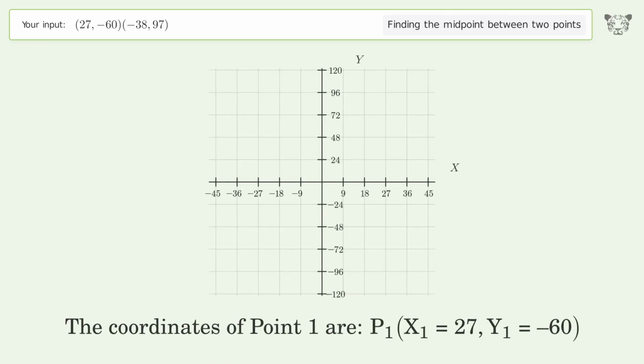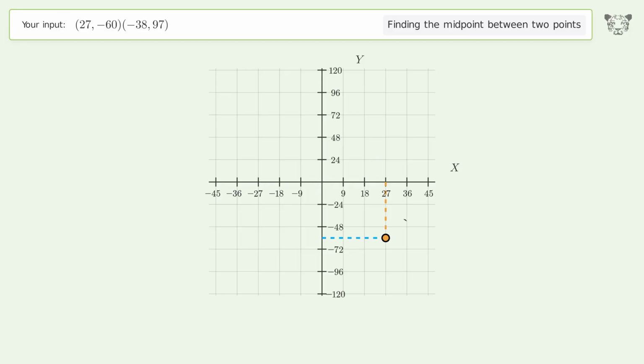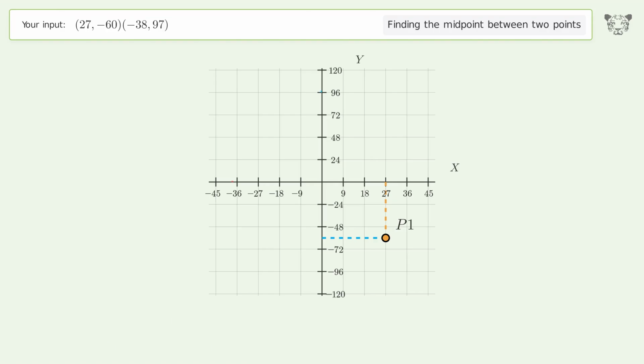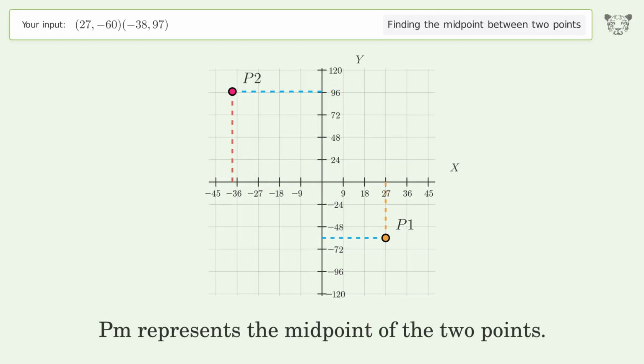The coordinates of point 1 are x1 equals 27, y1 equals negative 60. The coordinates of point 2 are x2 equals negative 38, y2 equals 97. PM represents the midpoint of the 2 points.